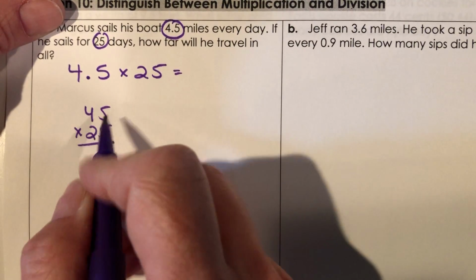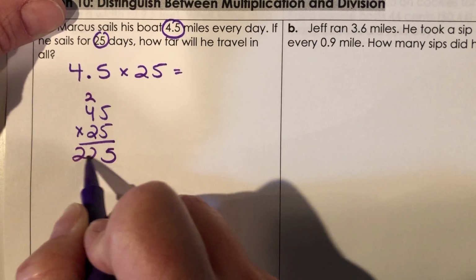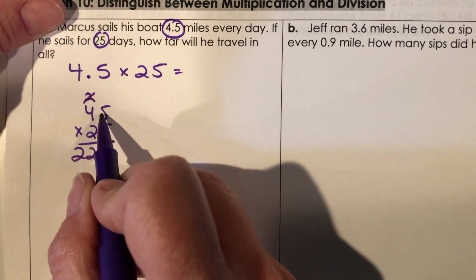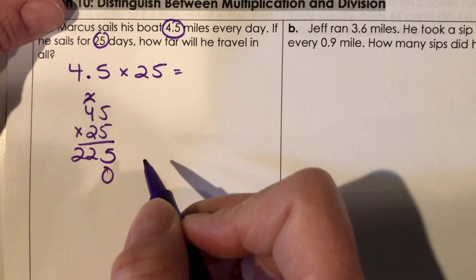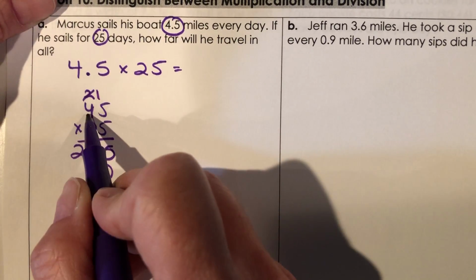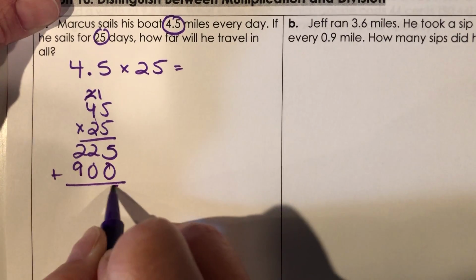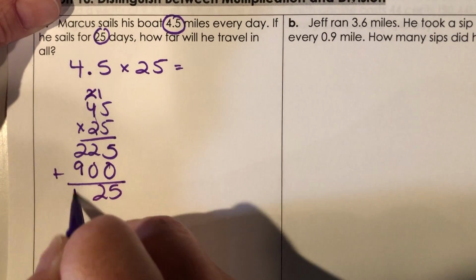So let's solve it. 5 times 5 is 25. 5 times 4 is 20 plus 2 is 22. And this is really 45 times 20 now, so I'm going to put my 0 in there. It's a multiple of 10. 2 times 5 is 10. 4 times 2 is 8 plus 1 is 9. And we add them together. 5 plus 0, 2 plus 0, 9 plus 2.